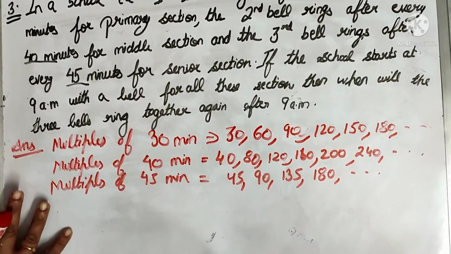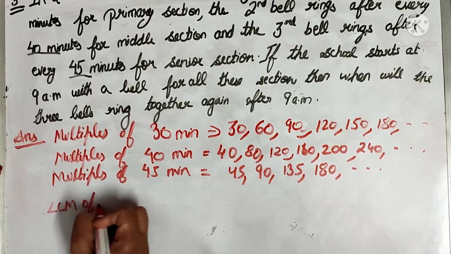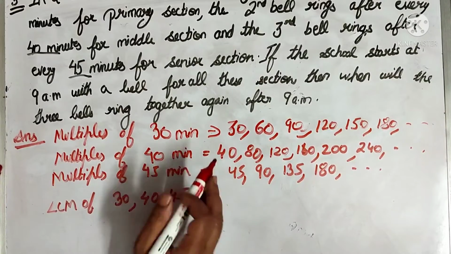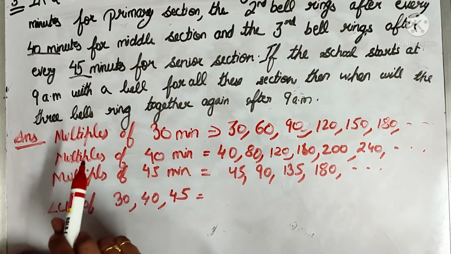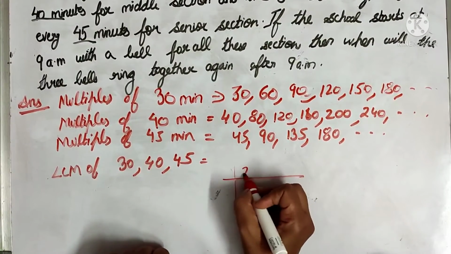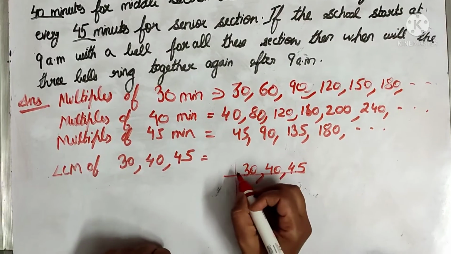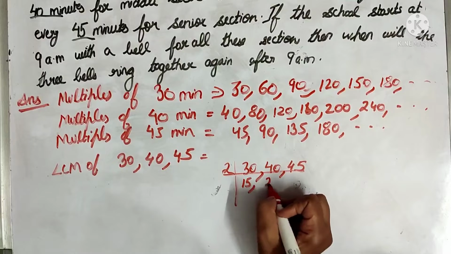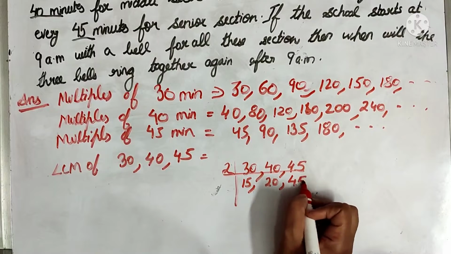So the required number will be the LCM of 30, 40 and 45. We can find it by this method, but it will be a long process. We have to write all the multiples. I will do it by the short division method. By using the division method, I will find the LCM of 30, 40 and 45. First it will go by 2. 2 fifteens are 30, 2 twenties are 40, and since 45 will not be divided by 2, I will write the number as it is.